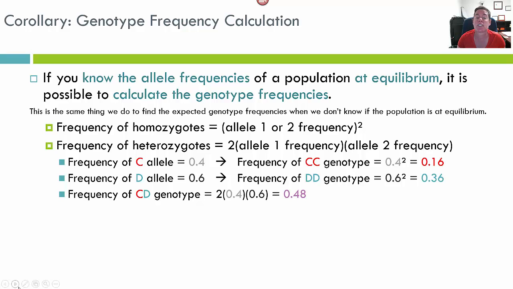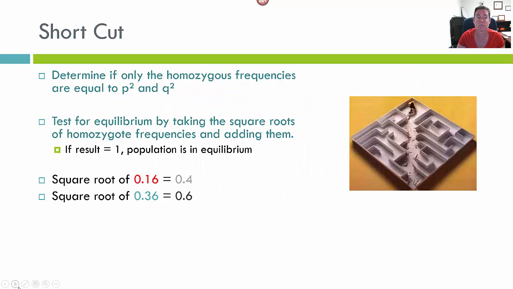The frequency of the C allele equals 0.4, so the frequency of the homozygous CC genotype equals 0.4 squared, in this case 0.16. Let's say the frequency of the D allele equals 0.6, so the frequency of the homozygous double D genotype equals 0.6 squared, or 0.36. The frequency of the heterozygous genotype CD, 2 times 0.4 times 0.6, equals 0.48.